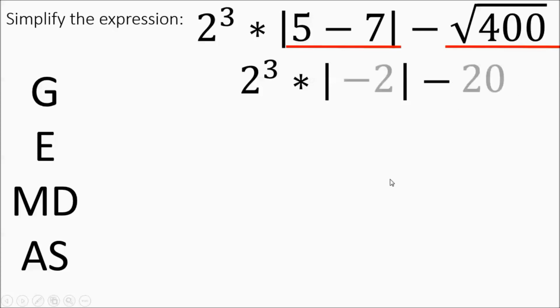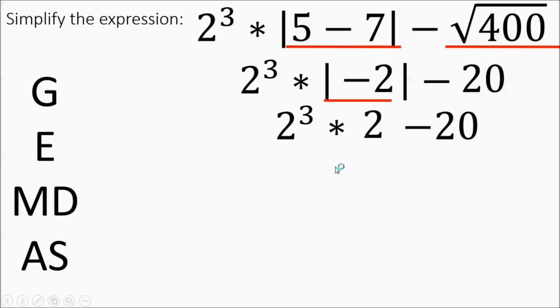5 minus 7 gives you -2. Square root of 400 is 20. That's another one you just need to memorize. From there, we're going to look at this grouping symbol still. Can't even look for exponents yet. Absolute value of -2 is 2. So everything drops, and there you go.